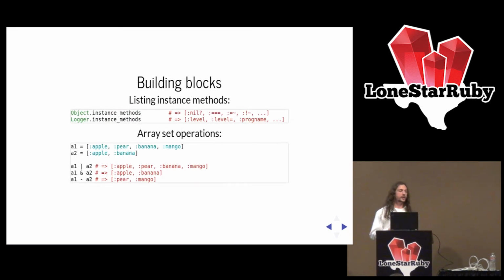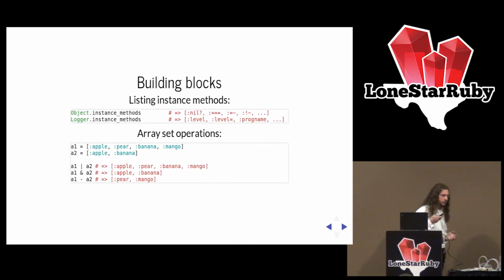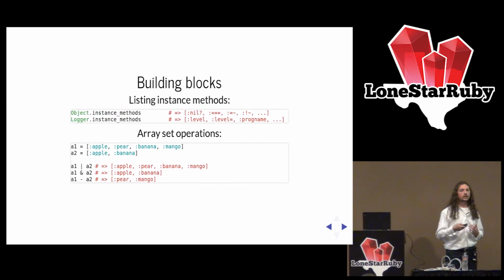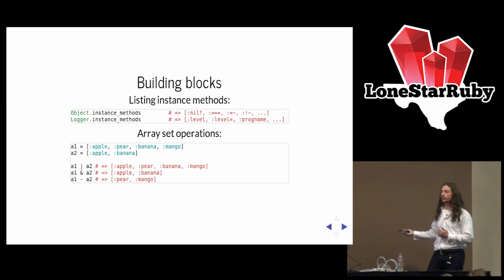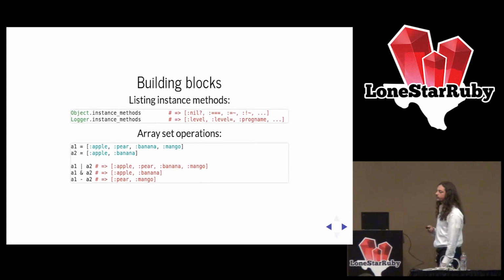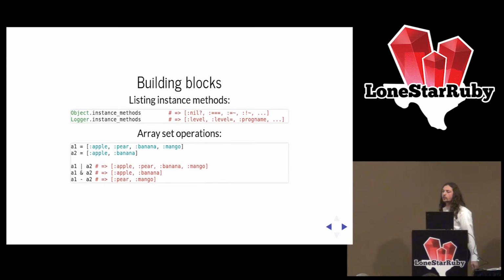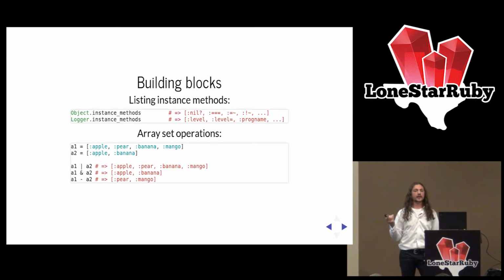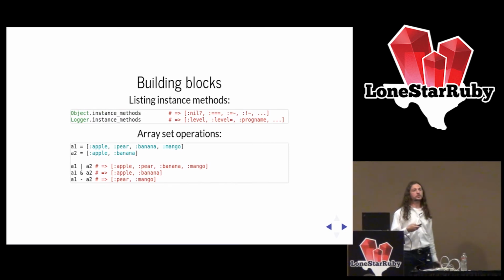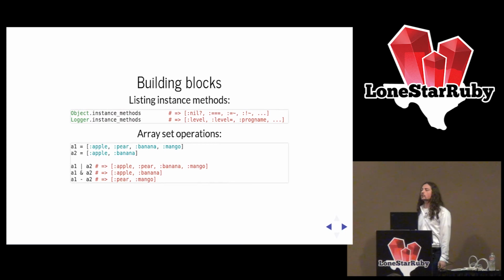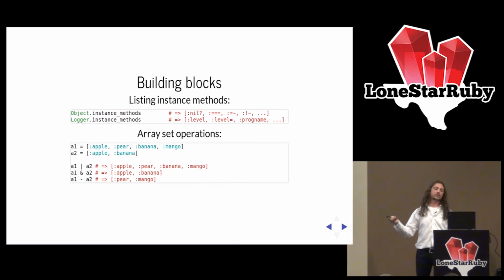So we need to solve this a different way. Here are the building blocks we're going to use to solve it. First of all, the fact that you can call instance_methods on a class, and it will return an array of symbols representing all the instance methods. Secondly, the fact that in Ruby, arrays have set operations defined on them. So you can take two arrays, and you can get their intersection, you can get their union, and you can subtract one set from another.